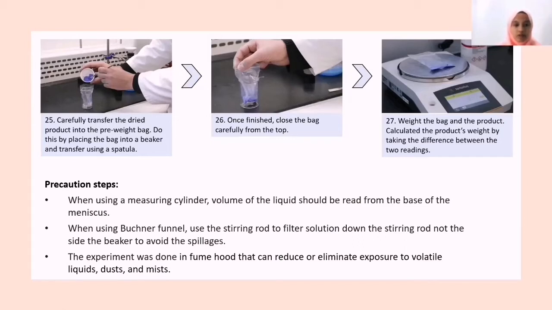There are several precautions that are not mentioned in the video. First, when using the measuring cylinder, the volume of the liquid should be read from the base of the meniscus. When using the Büchner funnel, make sure to use a stirring rod to guide the solution down, not the side of the beaker, to avoid spillage. Lastly, the experiment must be done in the fume hood, which will reduce or eliminate exposure to volatile liquid, dust, and mist.